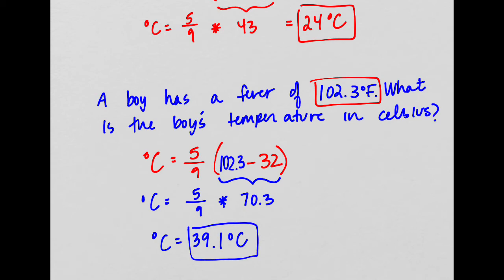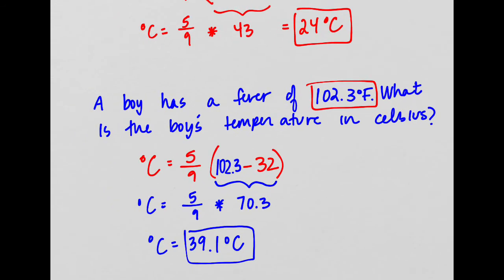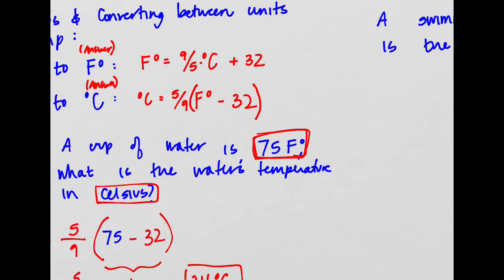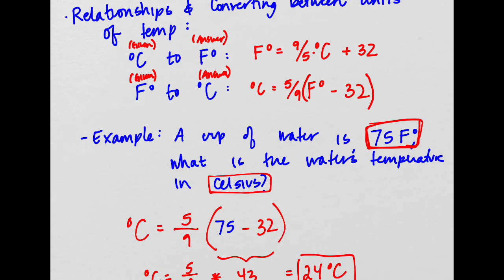Okay, let's look at a few more examples here. A swimming pool is 21.5 degrees Celsius. What is the pool's temperature in Fahrenheit? So we're given a temperature in Celsius, and we want our answer to be in Fahrenheit. So let's look over here. We're given Celsius. We want our answer to be in Fahrenheit, so we're going to use this other equation this time.